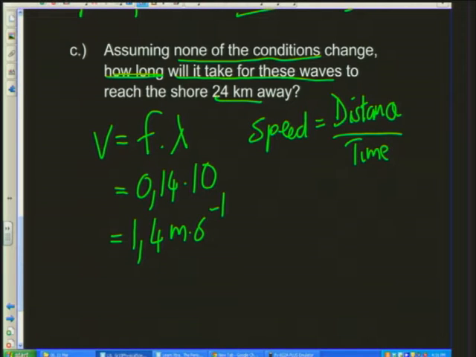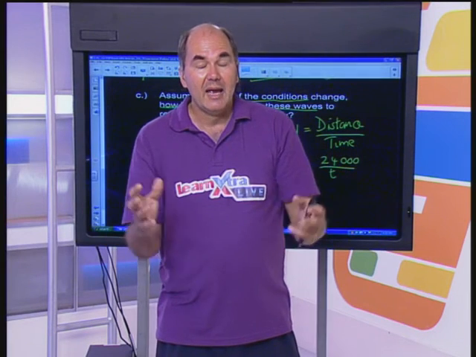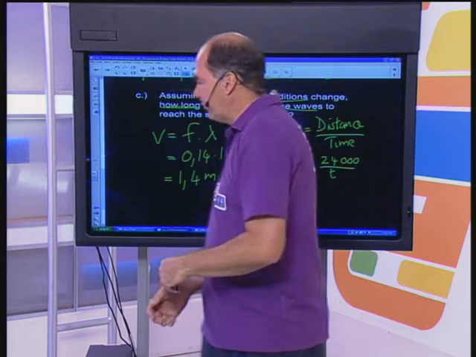Now, let's take that and substitute in over here. What's the distance? The distance was 24 kilometers, but I must change to meters. Multiply by 1,000: 24,000 meters. We don't know what the time is. The speed, we're going to say, is 1.4. Notice I've substituted into the equation, and I'm now going to calculate for the time.